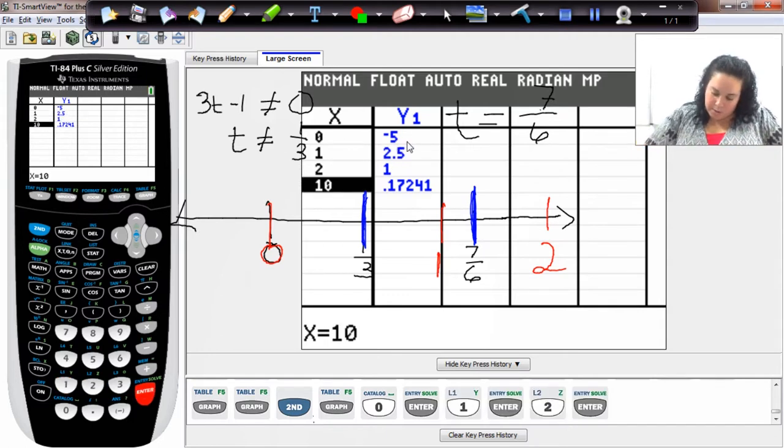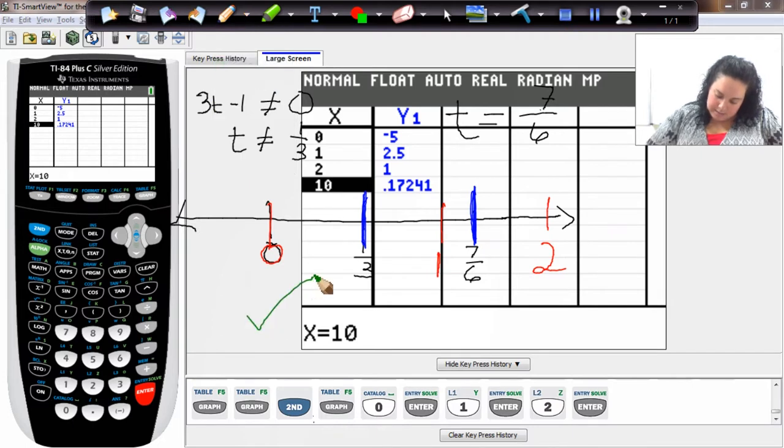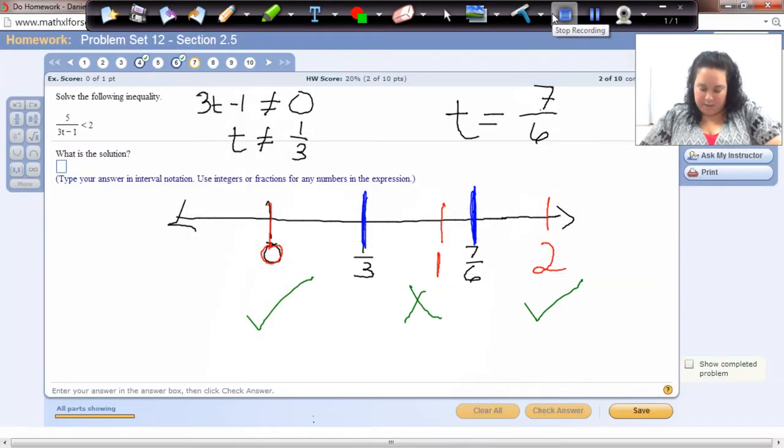We plug in 0, it's negative 5. So that is less than 2. Yes, less than 2. 2.5, not less than 2. 1 is, and then when we plug in 2, we get 1, and that is less than 2. So these are the regions that we're working with. This is what we have.